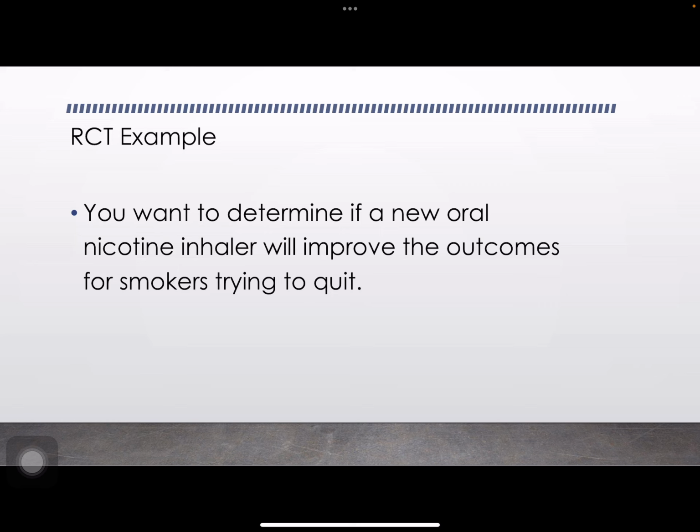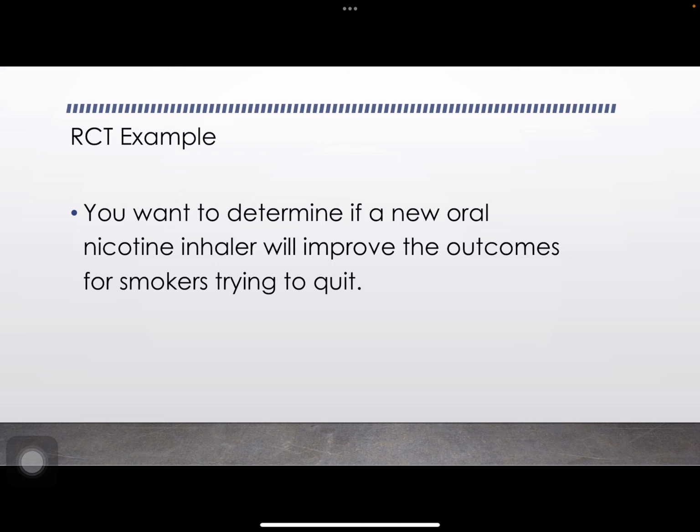Here's an example of a randomized controlled trial. Say you want to determine if a new oral nicotine inhaler will improve the outcomes for smokers trying to quit. So as a review, take a moment to see if you can identify the exposure and outcome here. The exposure would be the oral nicotine inhaler, which is the intervention manipulated by researchers, and the outcome would be whether an individual quit smoking.